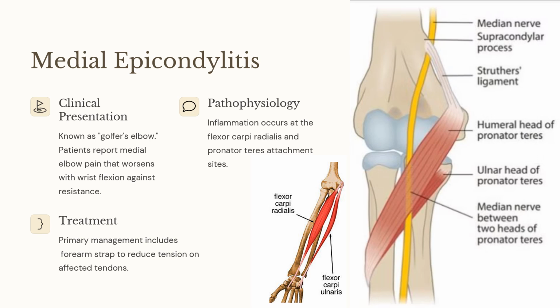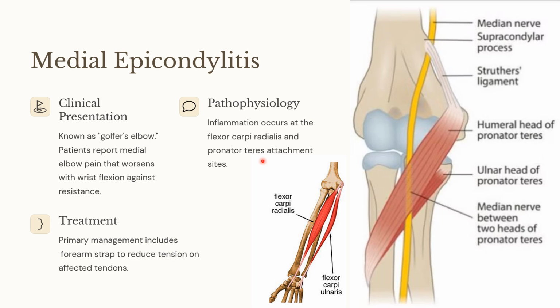So what are the two muscles which arise from medial epicondyle? What are the two muscles which are inflamed in medial epicondylitis? They are the flexor carpi radialis as well as the pronator teres. So inflammation at flexor carpi radialis as well as pronator teres will result in medial epicondylitis. That's all.